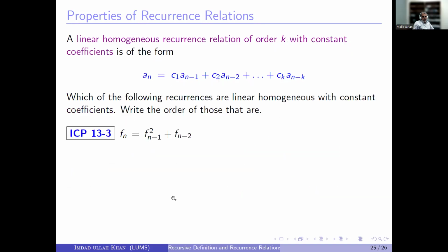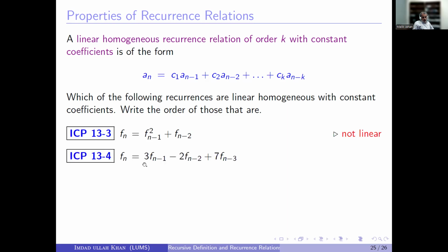So in the next set of ICPs, what you are supposed to figure out is whether these recurrence relations fulfill the given characteristics. If they are linear and homogeneous with constant coefficients, then you additionally need to compute their order. So what about the first one? If you look at the first one, the first term is a power of 2, which is not allowed. So that means the recurrence relation is not linear.